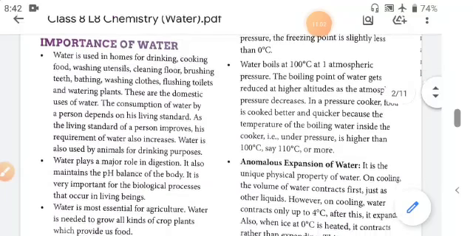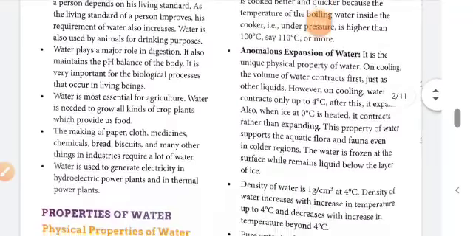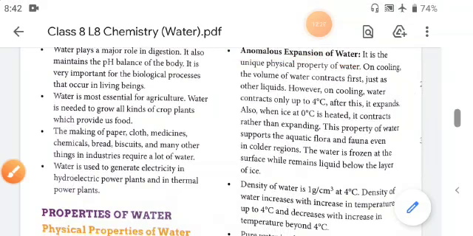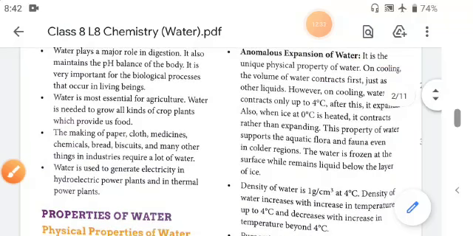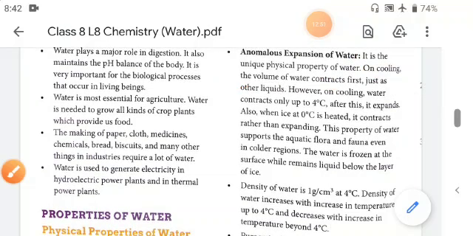Okay. Now anomalous expansion of water. Here you will study about the anomalous expansion of water. It is the unique physical property of water. This anomalous expansion of water is a unique physical property of water. When you cool water, its volume contracts first. At first, water will contract just as other liquids.